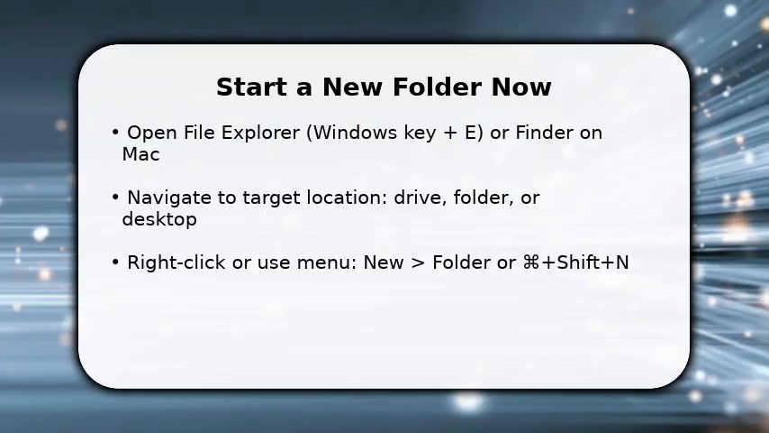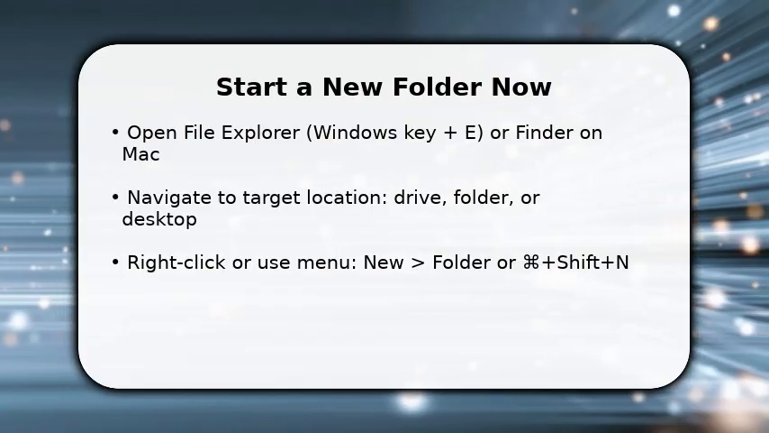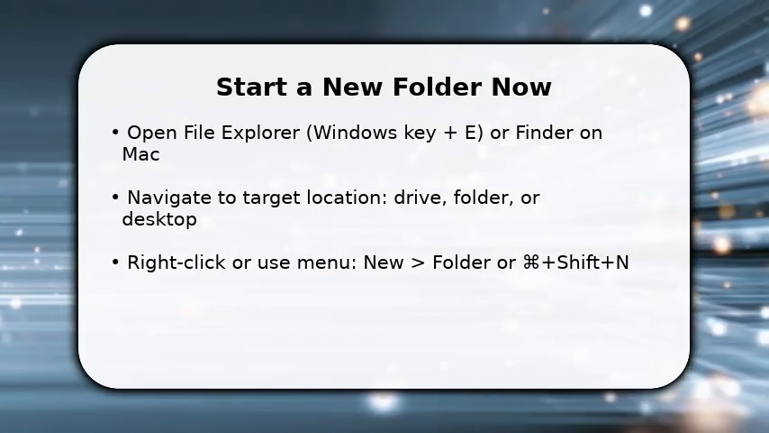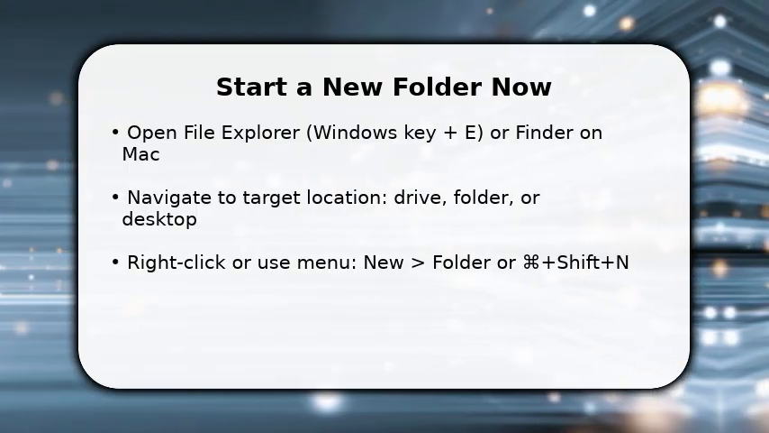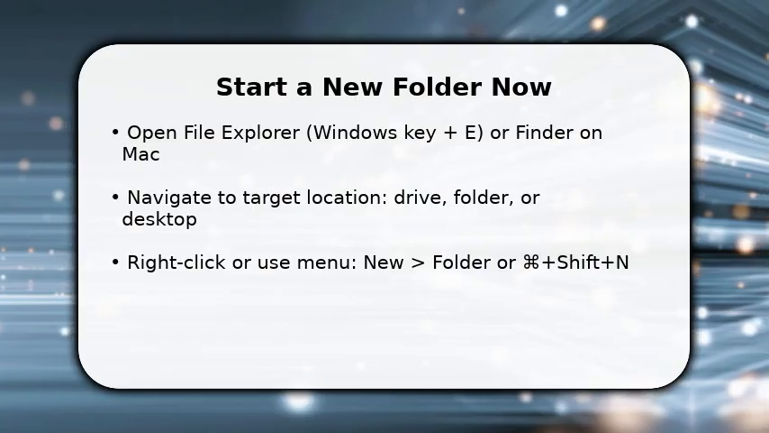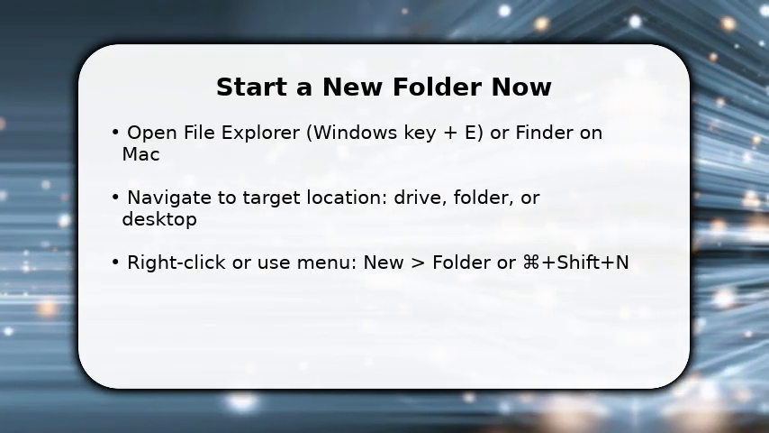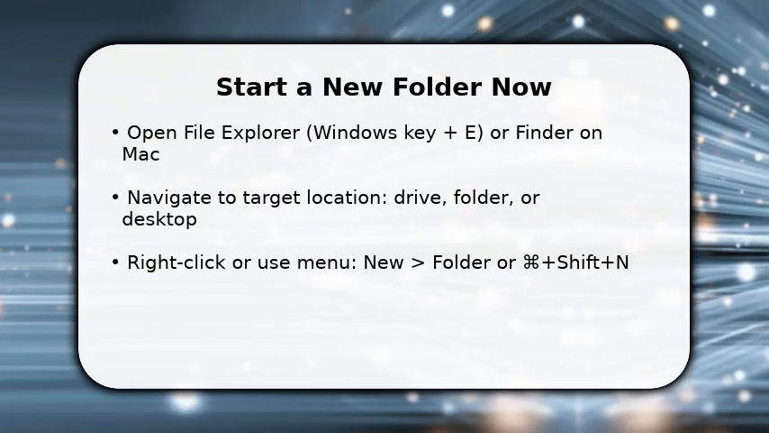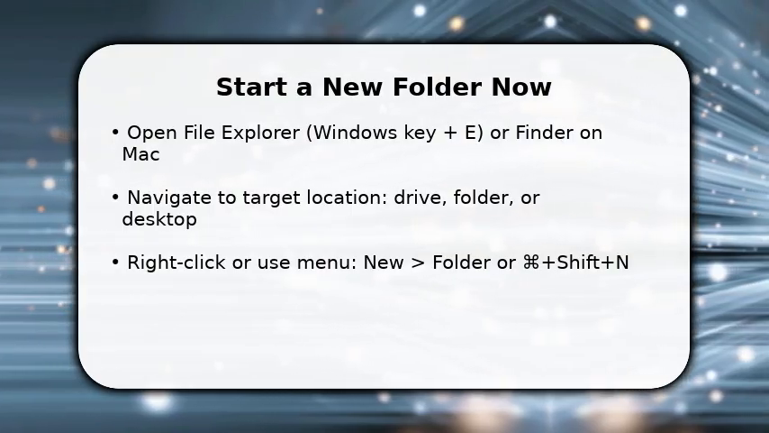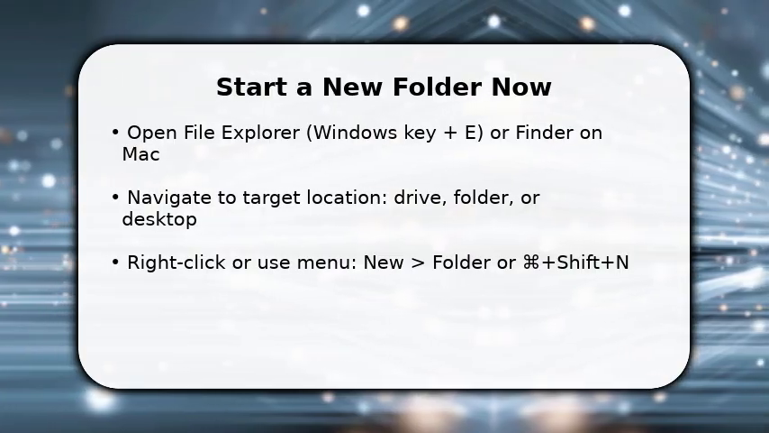Enjoy the video. You begin by opening File Explorer and moving to the exact folder where you want the new directory. This ensures you don't create it in the wrong place. Once there, right-click an empty area or use the toolbar menu to choose New, then Folder. On Mac, use the Finder menu or Command+Shift+N. Make sure to check permissions if a system or network path prevents creation. This first action sets the context and avoids later moves or permission errors.